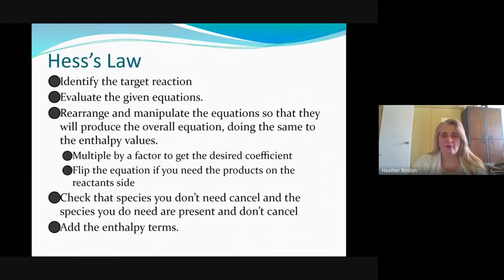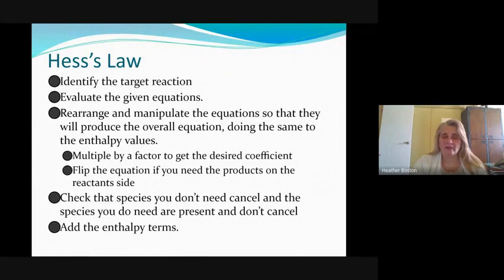So here's our steps. First, we're going to identify a target reaction. We'll evaluate the given equations with the known enthalpy values. And then we're going to rearrange and manipulate those equations so that they'll produce the overall reaction or target reaction. When we do that to the reaction, we have to do the same to the enthalpy values. So we can either multiply by a factor to get the desired coefficient, or we can flip the entire equation so that the products are in the reactants and the reactants are in the products. When you do that, you need to change the sign.